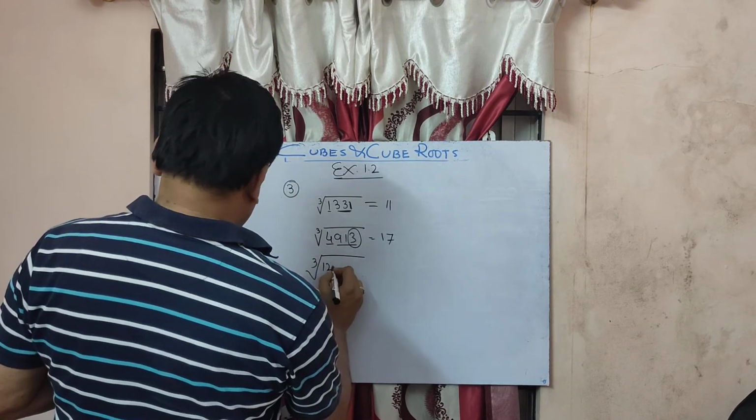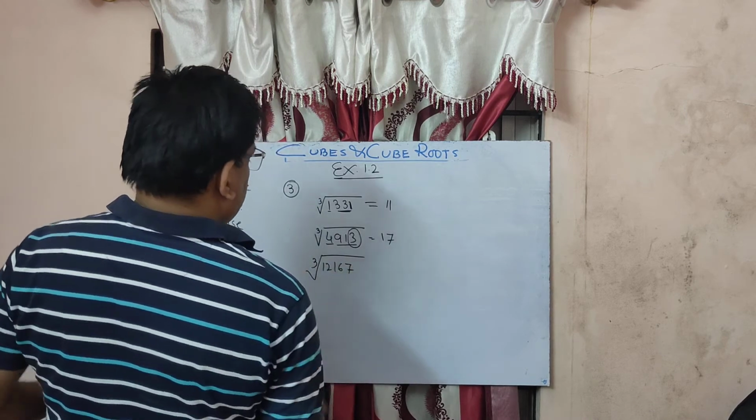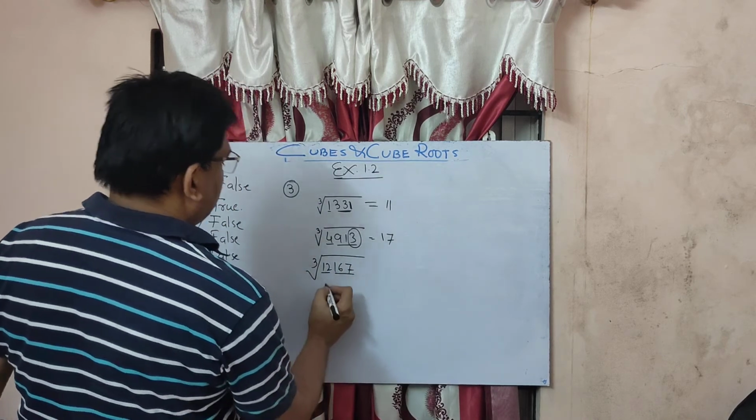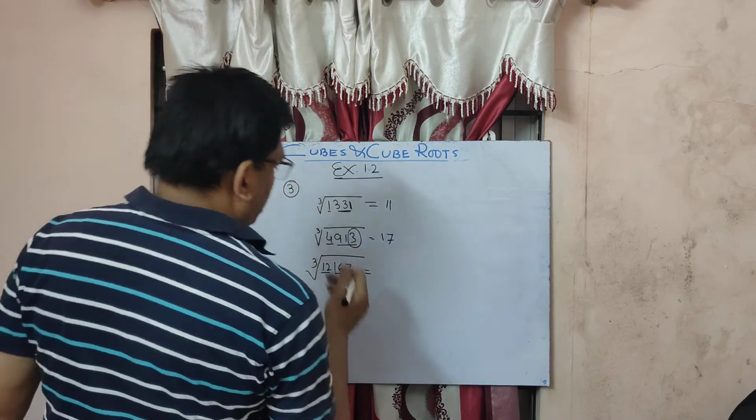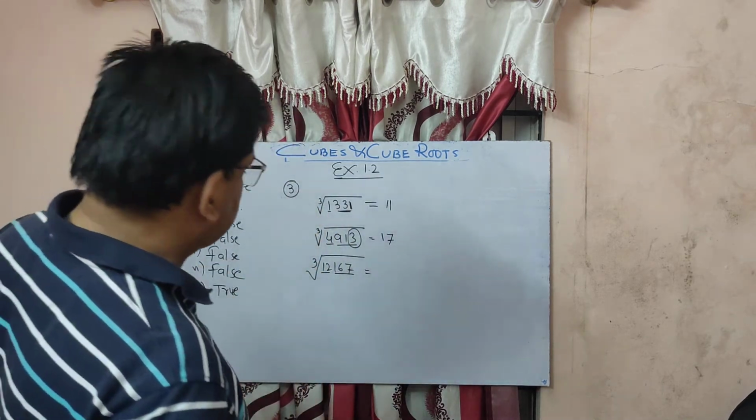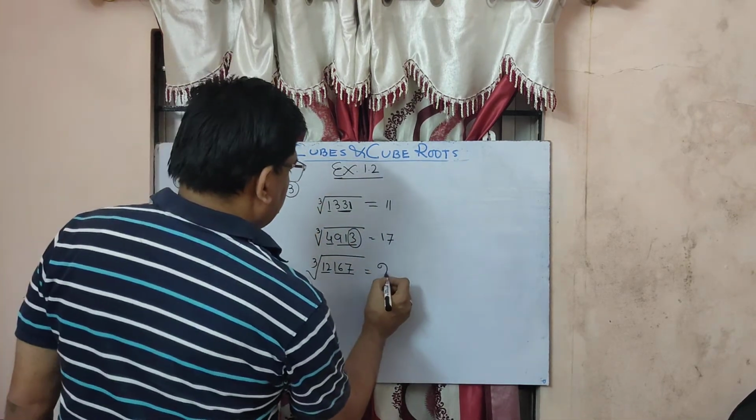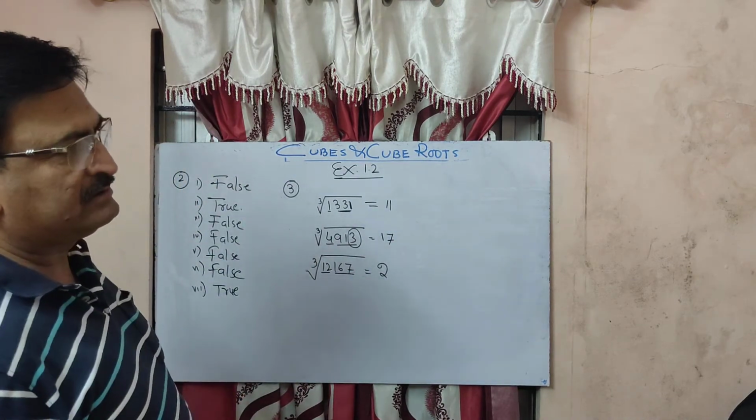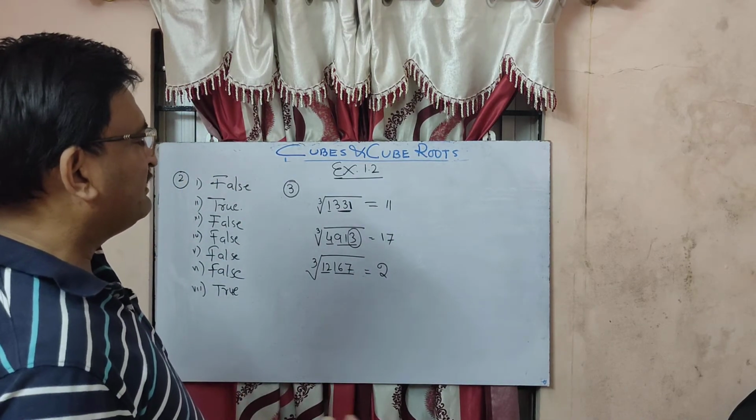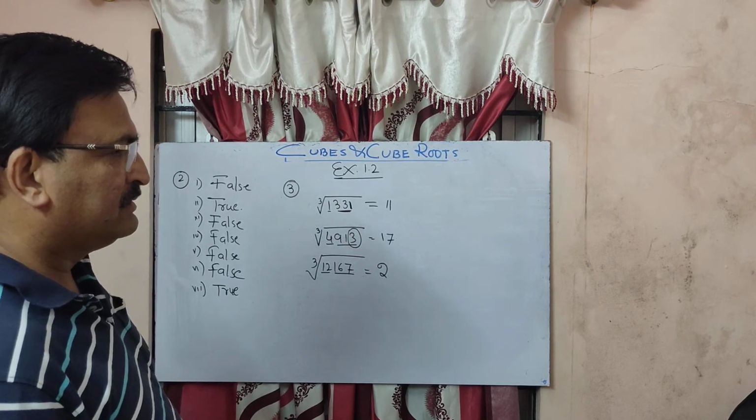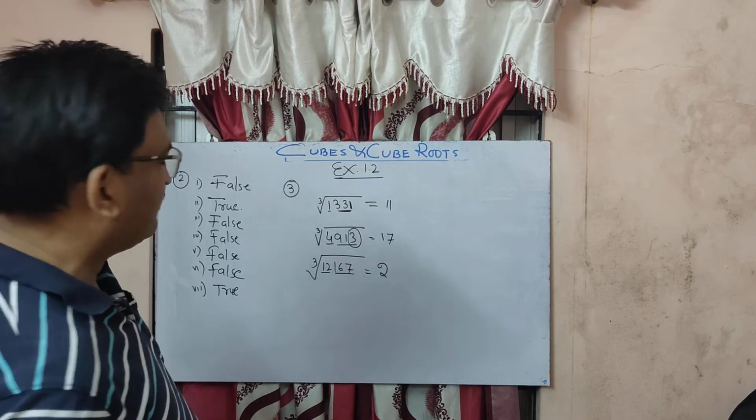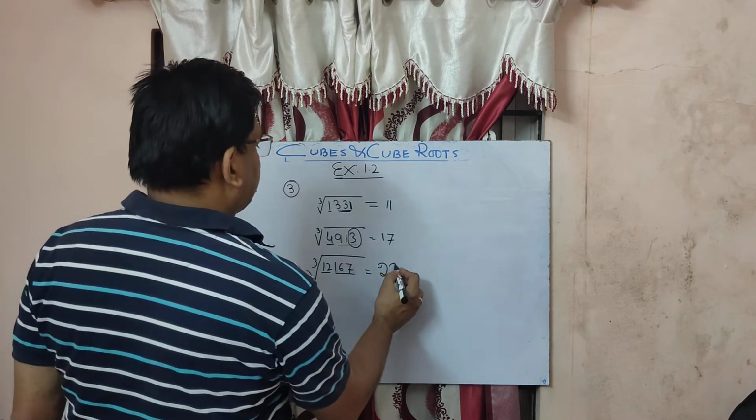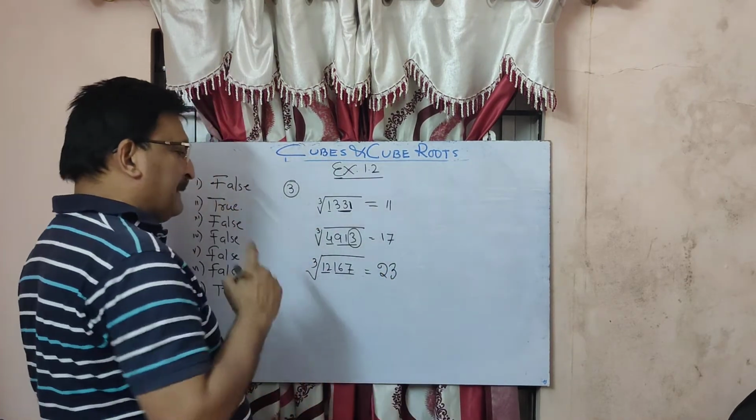Now the next number, 12167. Again group it here. 12 is near to what? 2 cubed is 8, 3 cubed is 27, so it is 2 only. The last digit is 7. Which number's cube ends with 7? 3 threes are 9, 9 threes are 27. So it should be 3 only.